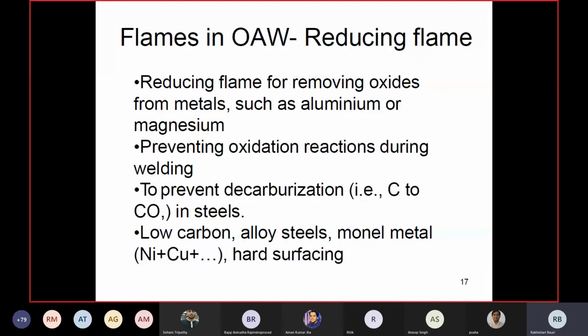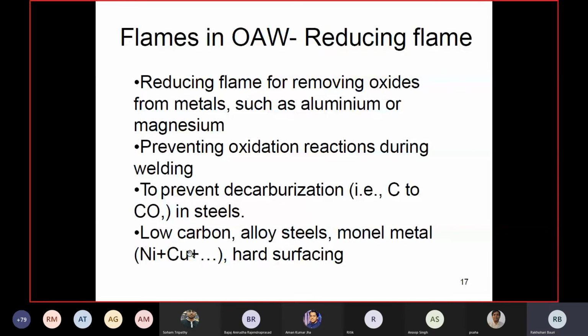So now it will prevent further oxidation within the molten pool. Now, third is to prevent decarburization. So it prevents carbon from converting into carbon monoxide. Now, third is low carbon alloy steel, monel steel for hard surfacing.